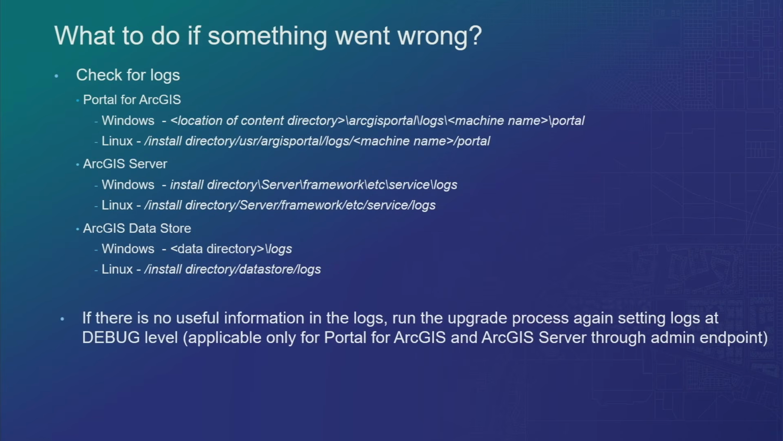There are times when you tried and it didn't work. Then you say, let me try this with debug level logs. Debug level logs provide you more detailed information, and sometimes that's helpful for troubleshooting. When a Portal for ArcGIS software upgrade fails, site upgrade failed, or ArcGIS Server upgrade failed, you can always go through the admin endpoint and check the debug level logs for the upgrade. That will provide a little bit more information for you to troubleshoot.